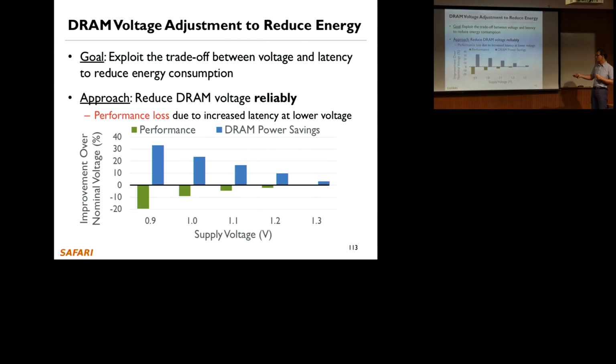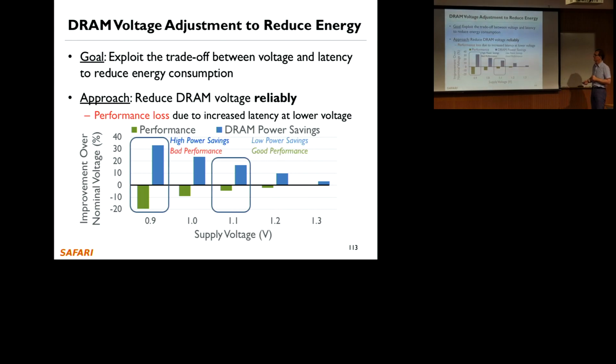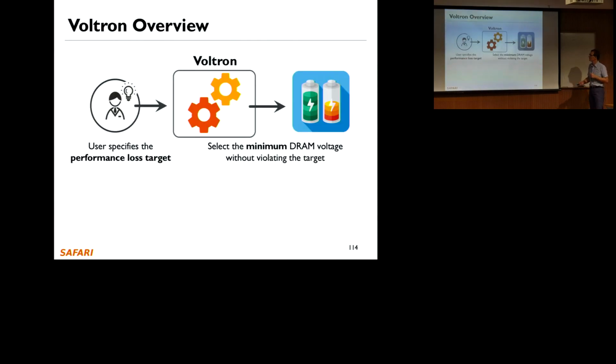If you actually reduce supply voltage this way, you save DRAM power, but your performance reduces because you're increasing the latency. Right? So this may not be a good trade-off, as you can see. You don't want to always reduce your supply voltage to gain power savings because that's reducing your performance. Okay, so how do you achieve a good power savings while limiting the performance loss? 20% is not an acceptable performance loss for most workloads.